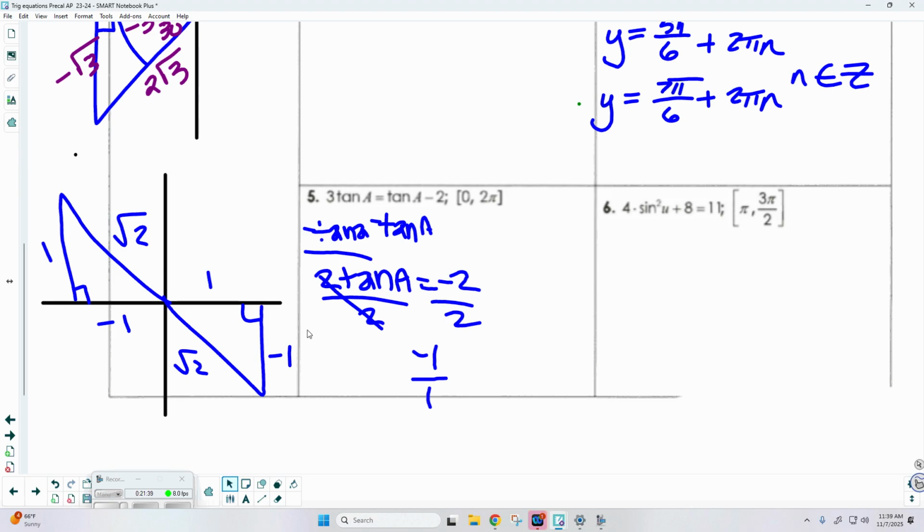So if this right here is 45 degrees, how far did we just rotate? 135. But what is that as a radian? 3 pi over 2? Close. 3 pi over 4. So A equals 3 pi over 4.